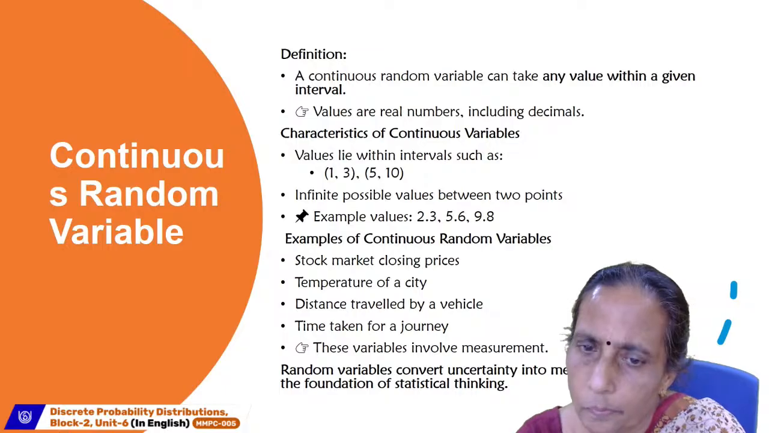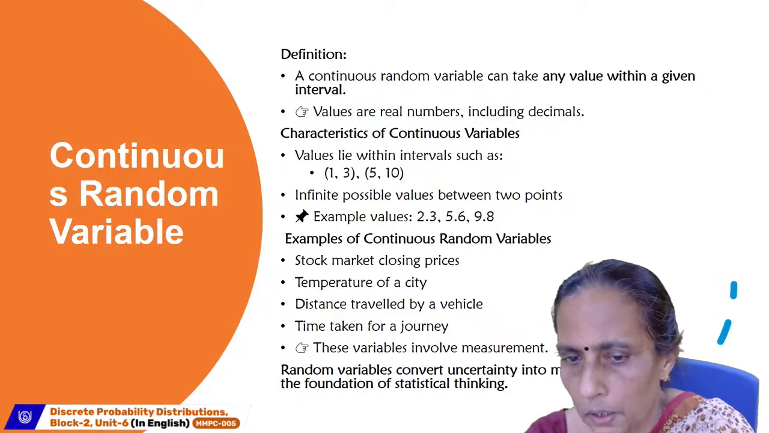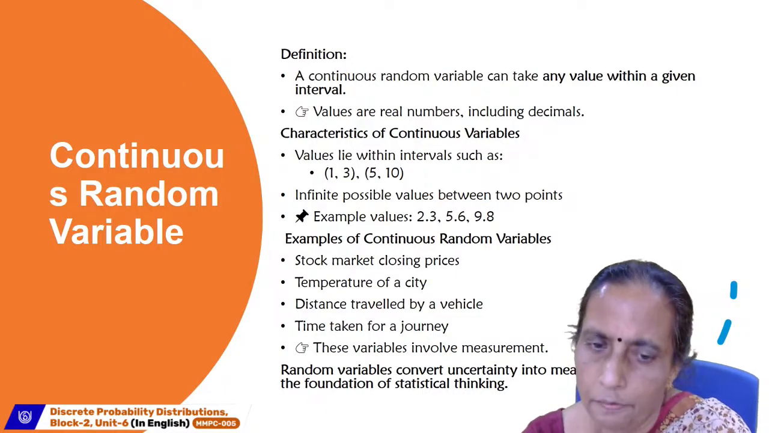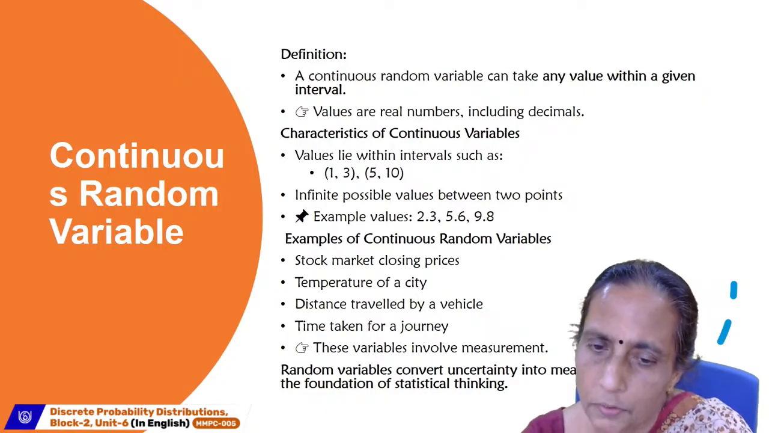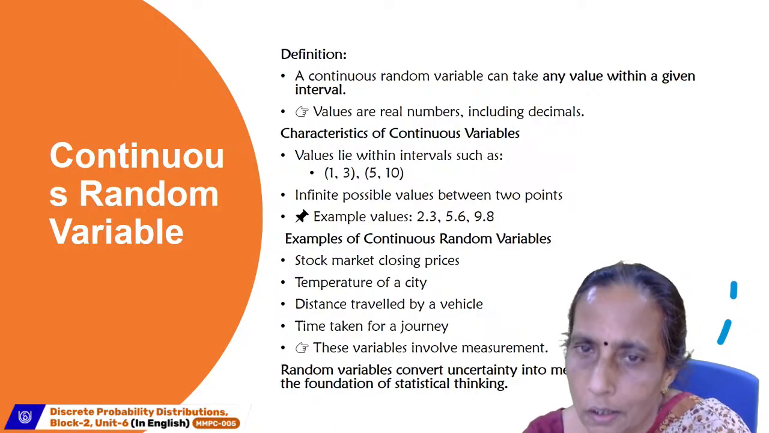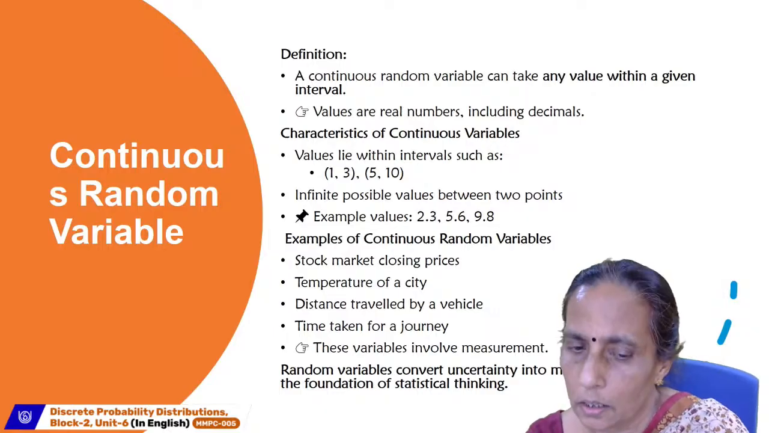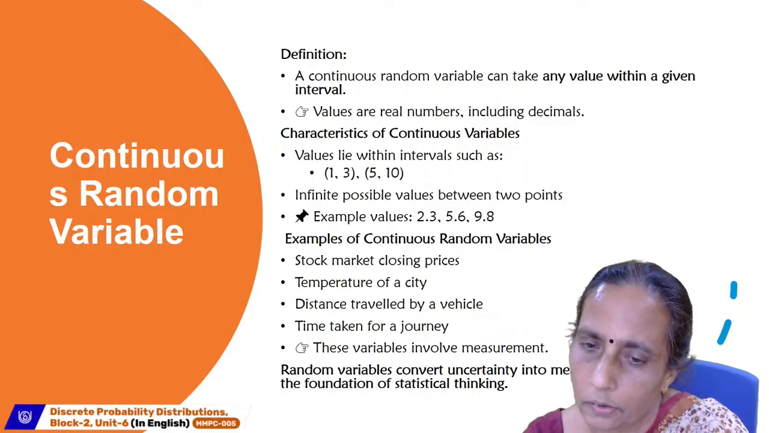Examples may be the stock market's closing prices on a specific date, temperature of a city at a specific point of time, distance traveled by a vehicle, time taken for a journey. These variables involve measurements, and these measurements are continuous random variables. Random variables convert uncertainty into measurable insights, forming the foundation of statistical thinking.